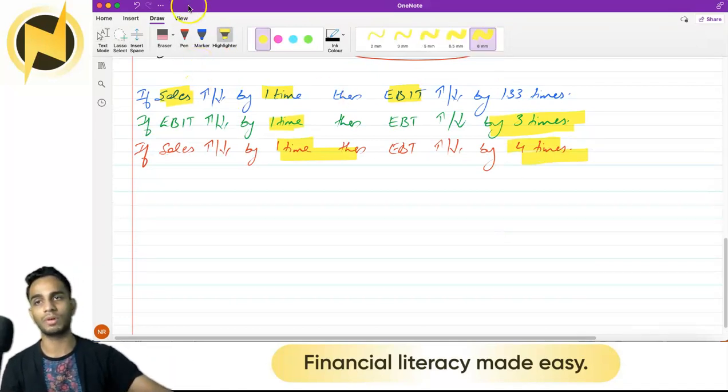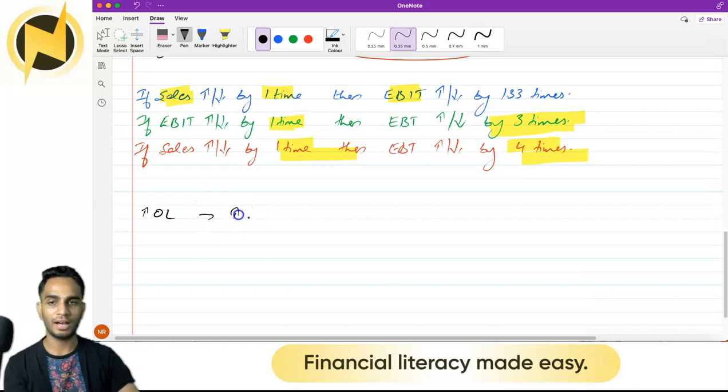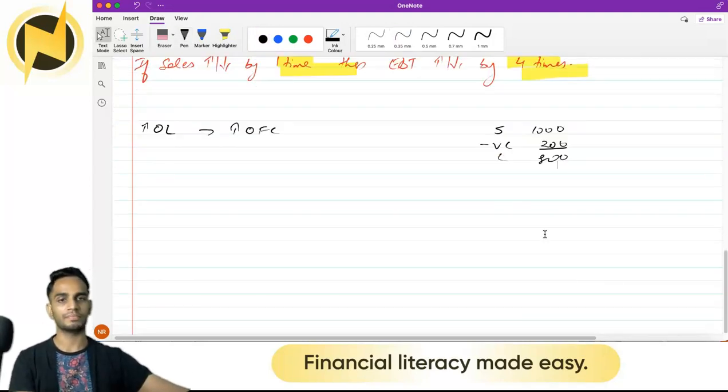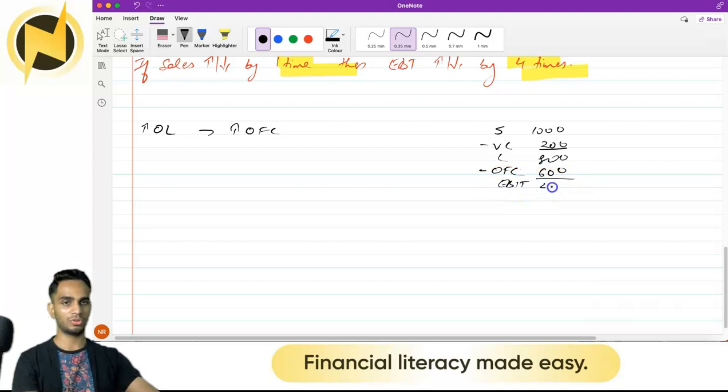Okay, one more area. Just one more area. See, a high operating leverage means you have high operating fixed cost. I'll tell you why. Say my sales is 1000, my variable cost is 200, so my contribution is 800. Let me just scroll down a bit. And my operating fixed cost is 600. So my EBIT will be 200. So here, what is my operating leverage? It's 800 by 200. That is 4 times.